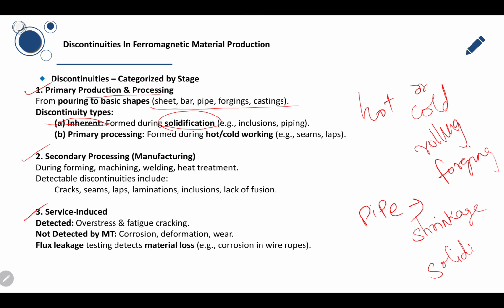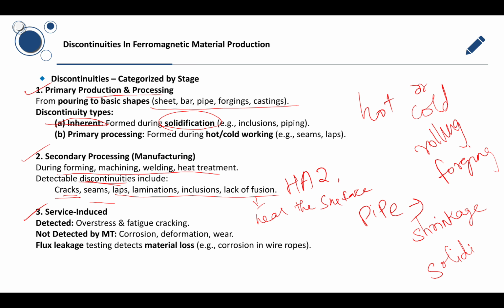Then secondary processing. These occur during subsequent manufacturing steps such as forming, machining, welding or heat treatment. Many of these are surface breaking and thus readily detectable by MT. Detectable discontinuities include cracks, seams, laps, laminations, inclusions and lack of fusion.